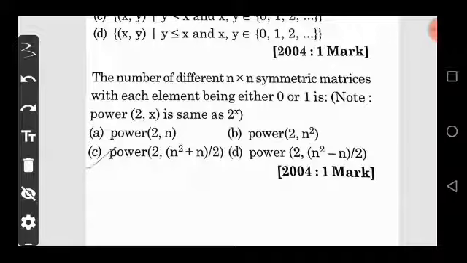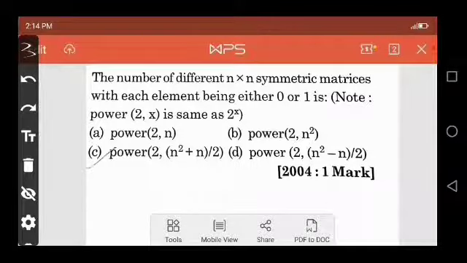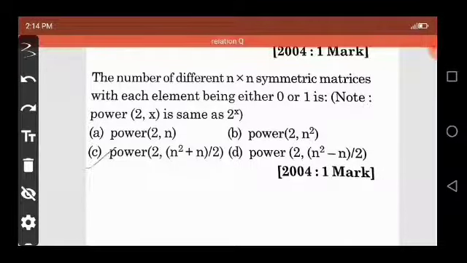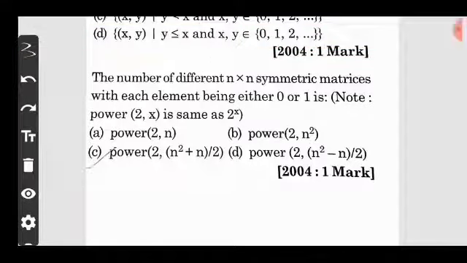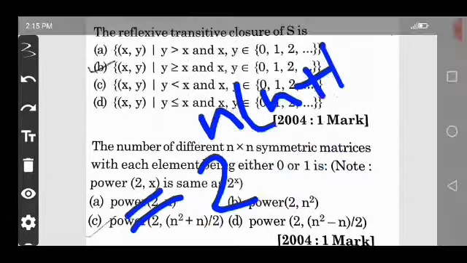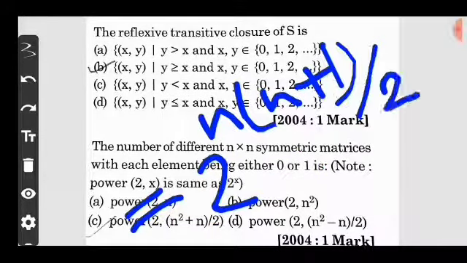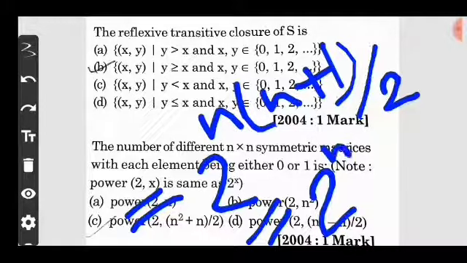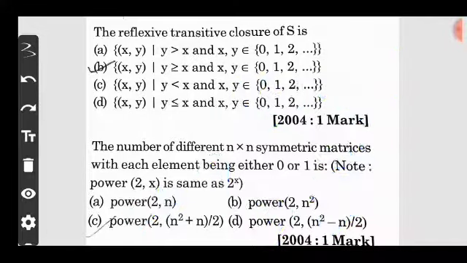We know that in the case of a symmetric matrix, the total number of relations is equivalent to 2 to the power of n into n plus 1 by 2. Simplifying this equation, we get 2 to the power of n square plus n upon 2. So option C matches this answer. So the correct answer is option C.